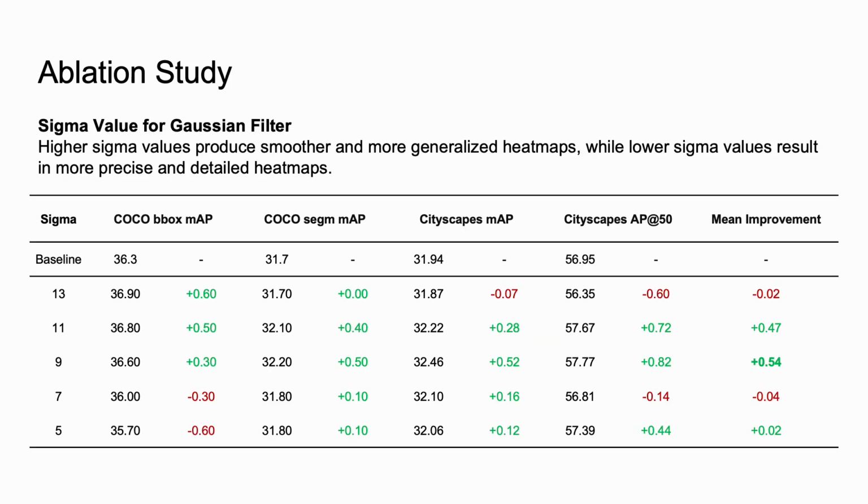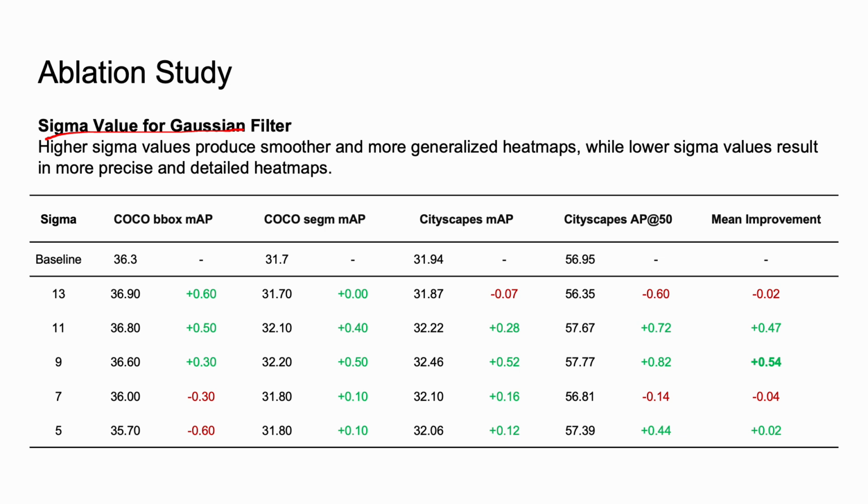Next, we have the ablation study. Previously, we mentioned that we used a Gaussian filter to smooth out the generated heat map. And here we have done an ablation study on the sigma value for the Gaussian filter. A higher sigma value will produce a smoother and more generalized heat map, while a lower sigma value will result in a more precise and more targeted heat map.